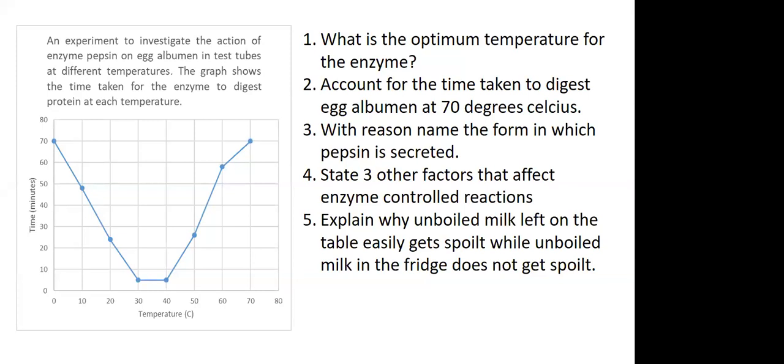At 70 degrees Celsius, it takes more time because high temperatures denature enzymes, and so the enzyme action on the egg albumin will be slow, and it will take more time. Thank you. So most of the enzymes are denatured at that temperature. Benon, what about at 0?